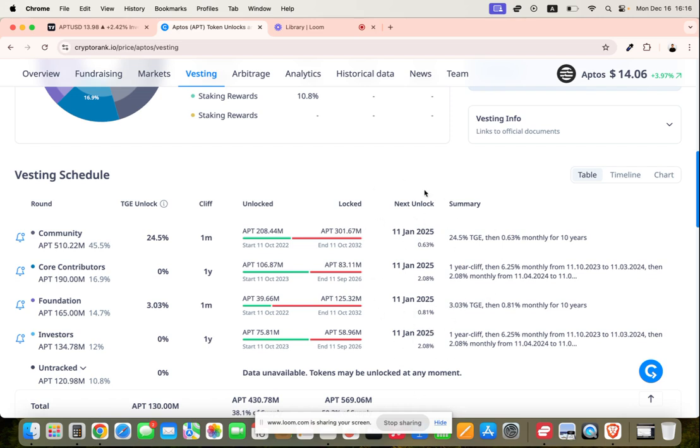So you want to make sure that you've got yourself covered. You've either taken profit or you've got a little bit of money on the sidelines, just be prepared for that. You will likely see a dump in Aptos around the 10th, 11th of January, give or take 7 days.